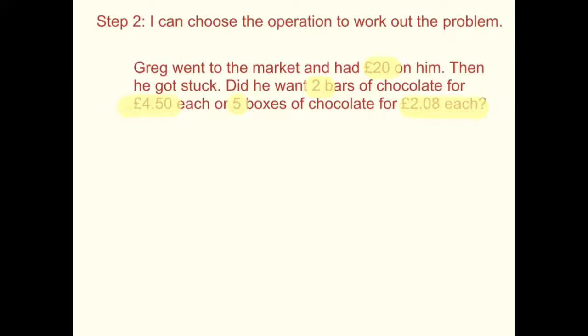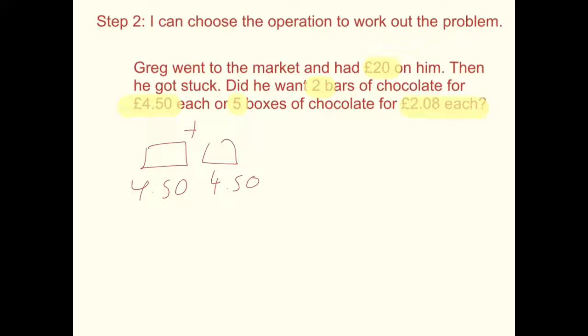Step 2. I can choose the operation to work out the problem. So that basically means, do we have to add, subtract, multiply or divide in this question? And like we mentioned in the last problem, that's what we've got to work out. So, let's have a look. We know he had £20 on him, okay. Did he want 2 bars of chocolate for £4.50? So straight away, we know that 2 bars of these chocolates costs £4.50 each. So straight away, that tells me there's going to be some adding involved.